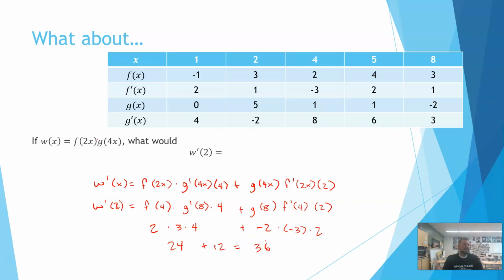Again, hopefully these problems kind of make sense. There's a couple extra steps as far as writing them out that kind of makes them a little bit more difficult. But once we get to this point right here, we just start using the table of values to plug numbers in, it actually hopefully makes a lot more sense.